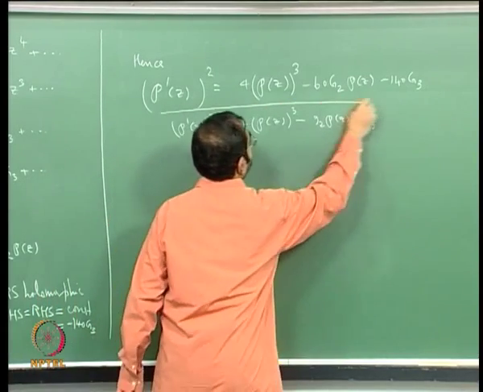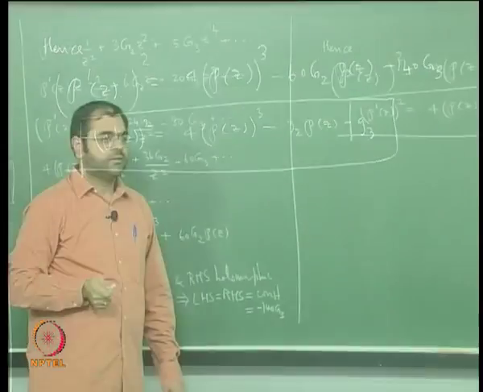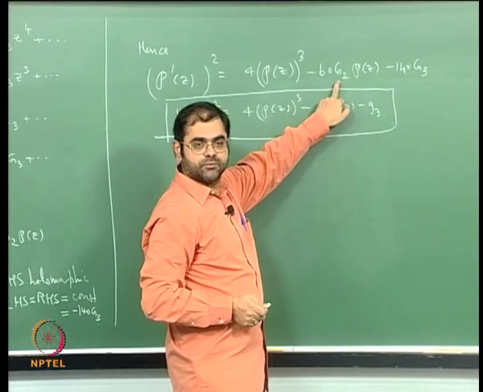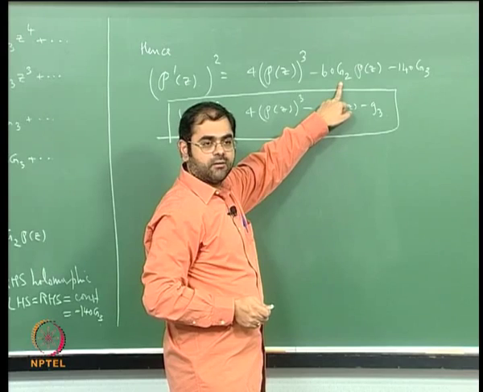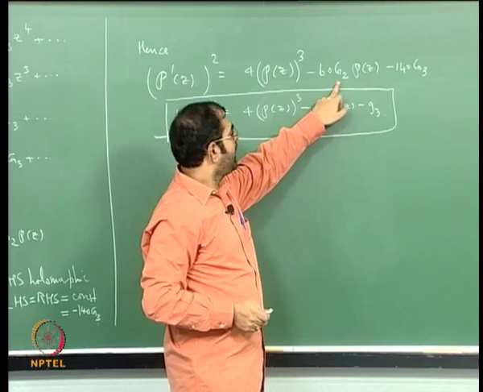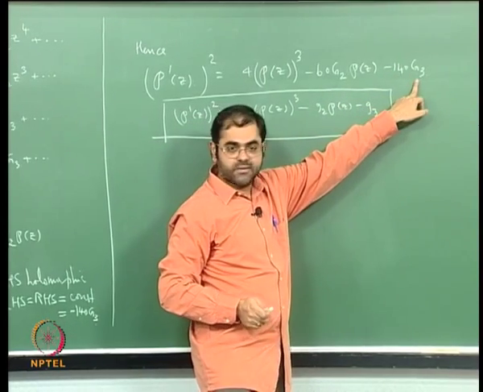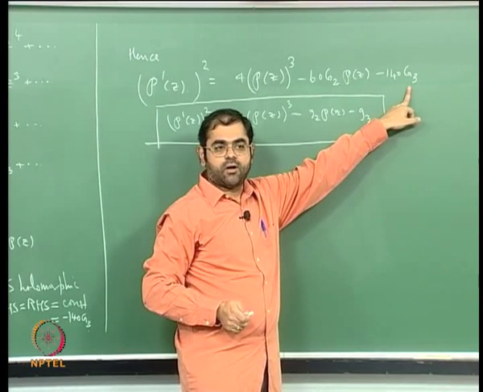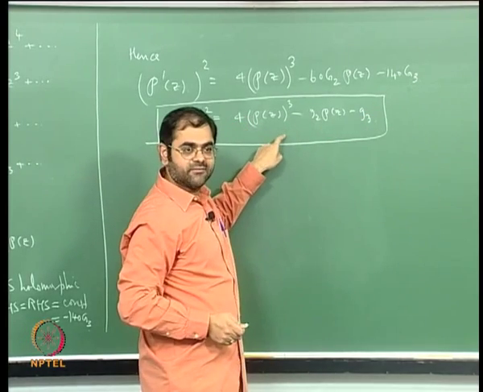So you get this differential equation, which is what we wanted to show, where of course I have put small g2 as 60 times capital G2, and capital G2 is the summation over all non-zero lattice points of 1 by omega power 4, and small g3 is 140 times capital G3, and capital G3 is the summation over all non-zero lattice points of 1 by omega power 6. So you get this nice differential equation.